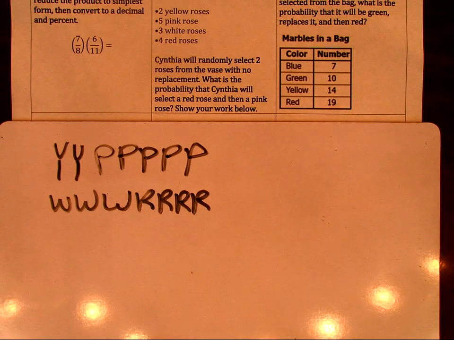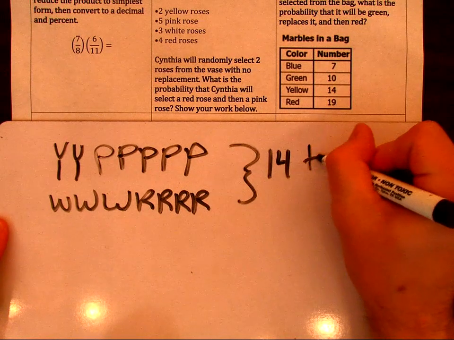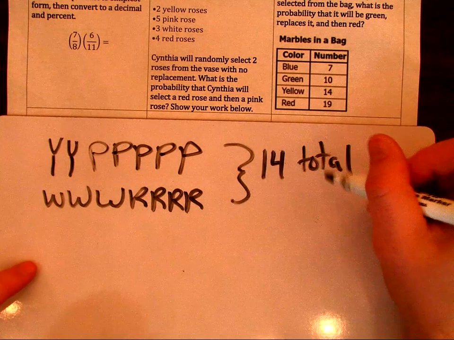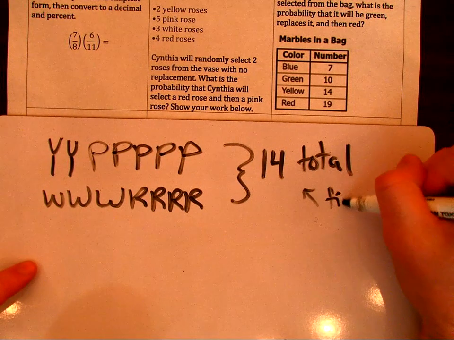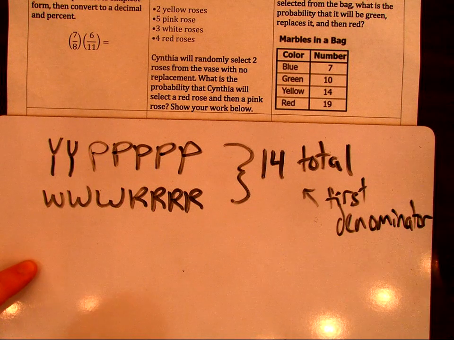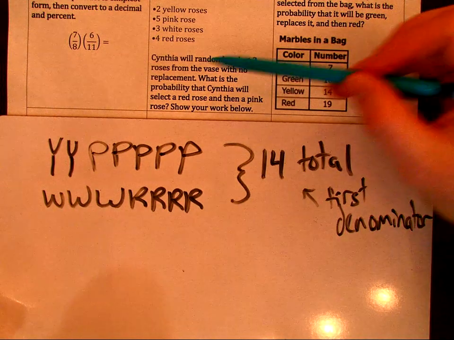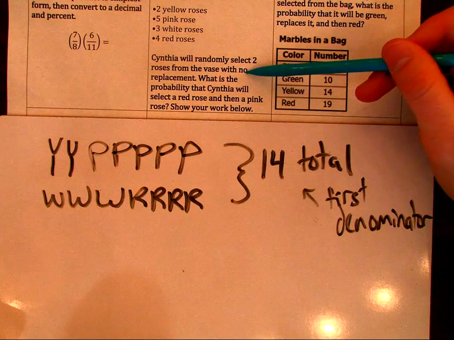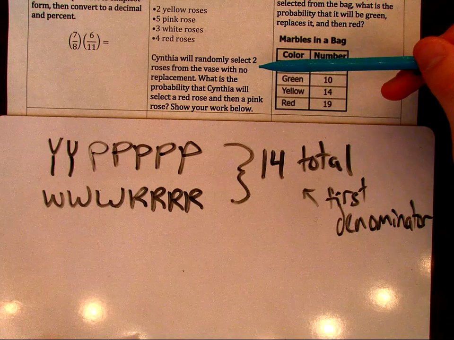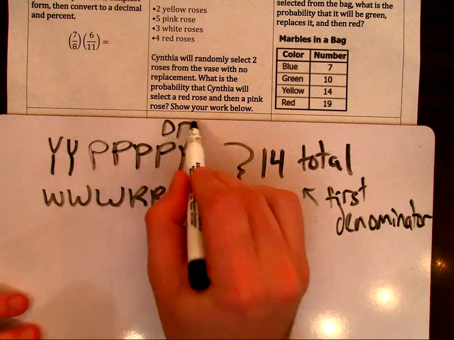All right. So now again, in total I have 14. So 14 total. Right away, that's going to be my first denominator. Now, since it says she's going to pick it with no replacement, you need to make sure that you're looking for those key words. Since you're not putting it back, you're taking it away, we know this is going to be dependent as well. So make sure you write it at the top for yourself.